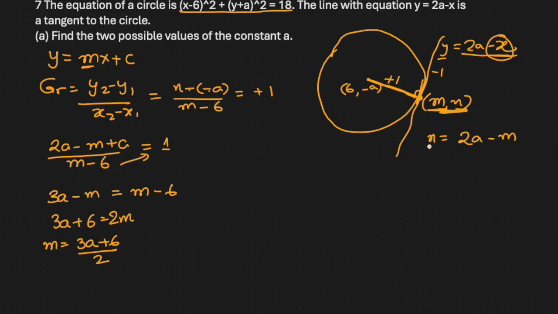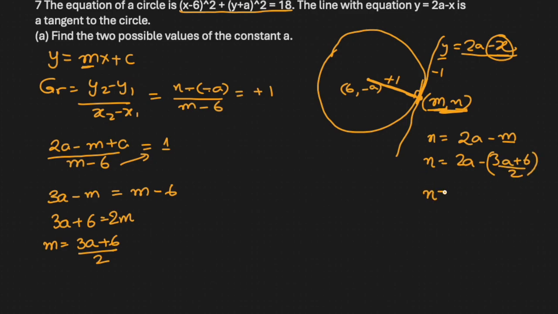So I got m in terms of a, but this n should also go. So let me also write n in terms of a. 2a minus m. m is this. So I will write 3a plus 6, which is in brackets, over 2.